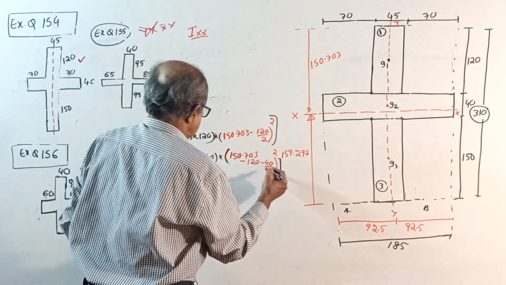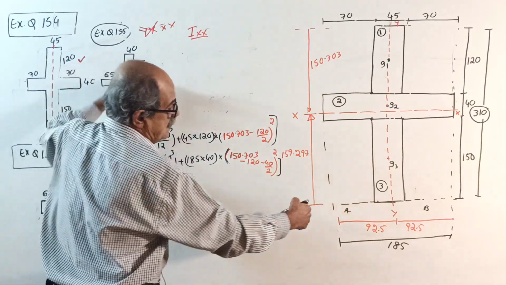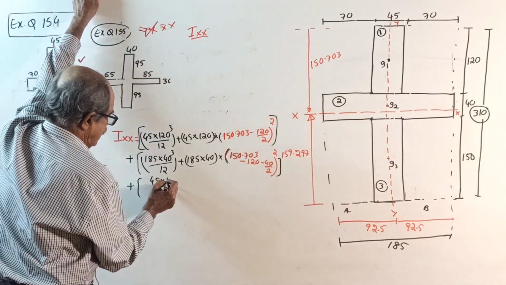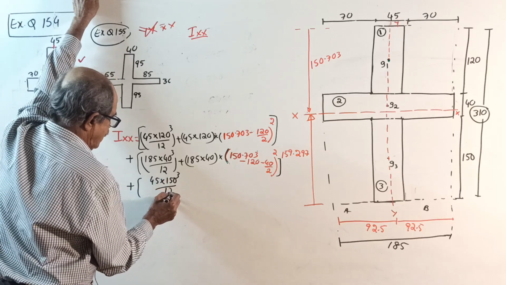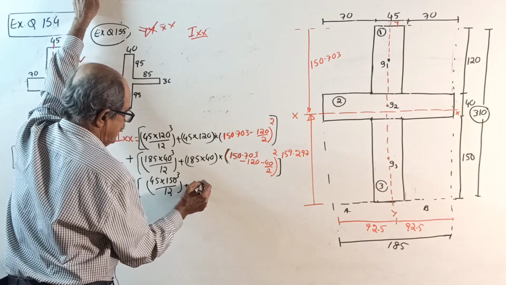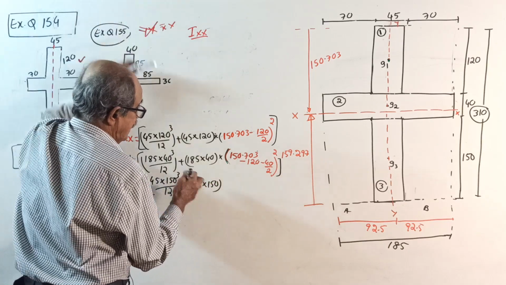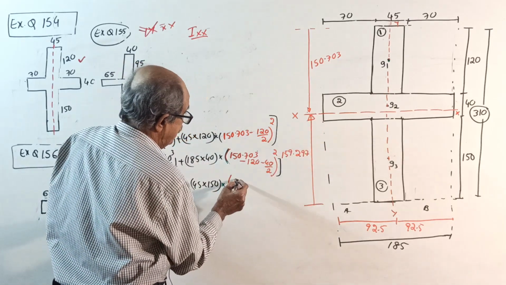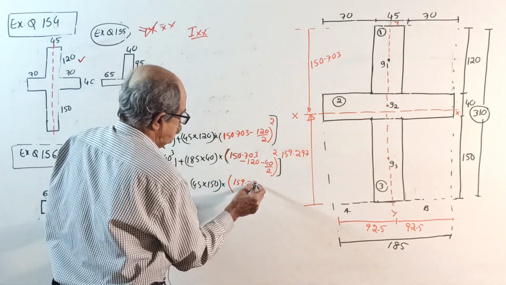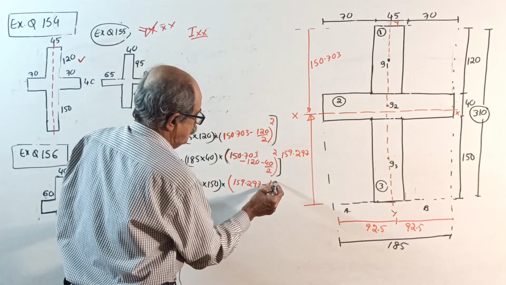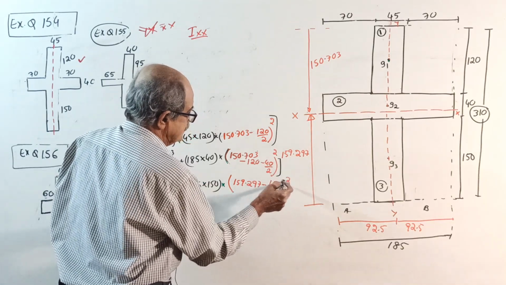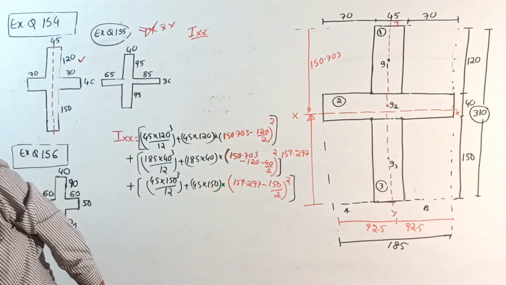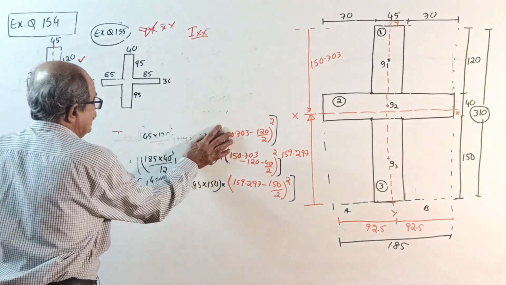Third one, the last one, 45 into 150 cube by 12 plus 45 into 150 is the area into 159.297 minus 150 by 2, whole square. Y means you search it. Don't ask me why. This is I about XX. Okay, once you finish I about XX, calculate the answer I about YY.